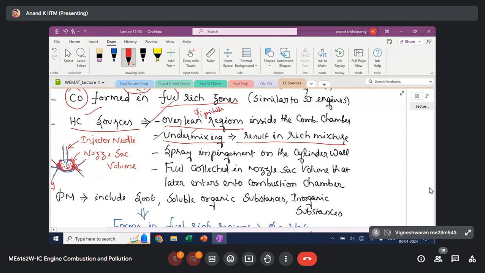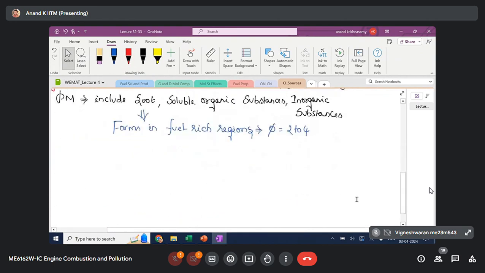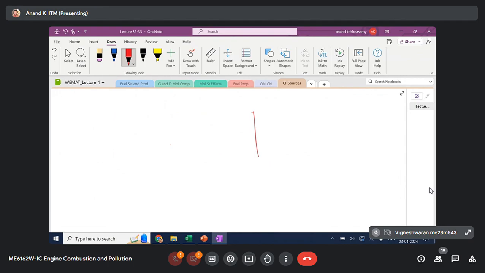The other source is spray impingement on the cylinder wall. When you spray fuel, we know that in a diesel engine we are spraying fuel at a high pressure. Since you are spraying at a high pressure, the pressure varies anywhere between 300 to 3000 bar. There is something called a spray penetration length, and there is something called a cone angle. So this is the cone angle, and this is the maximum penetration length in the axial direction, and so it can go up to some distance.